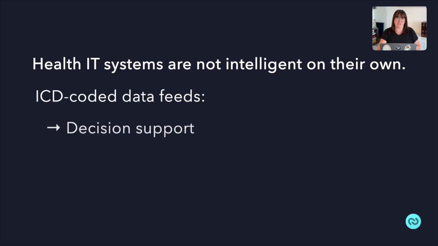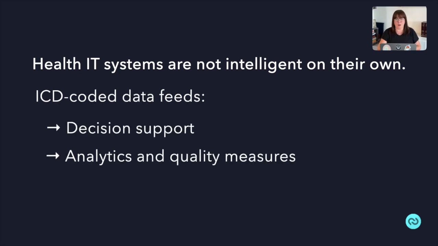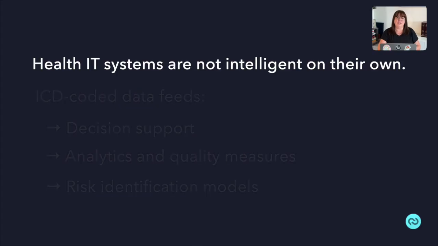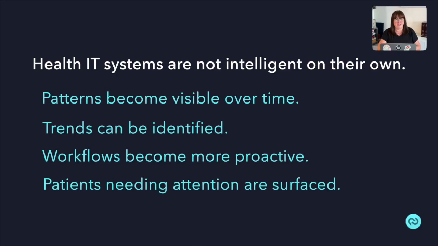They feed clinical decision support rules, analytics, quality measures, and risk models. Over time, systems can use these ICD codes to identify trends, highlight patients that need closer attention, and support more automated, proactive workflows. The intelligence isn't coming from the system thinking independently. It's coming from how consistently conditions are represented and maintained. If your ICD coding is incomplete, outdated, or delayed, that intelligence layer is going to weaken. Dashboards start to feel unreliable, alerts feel noisy or irrelevant, and user trust in the system begins to erode.